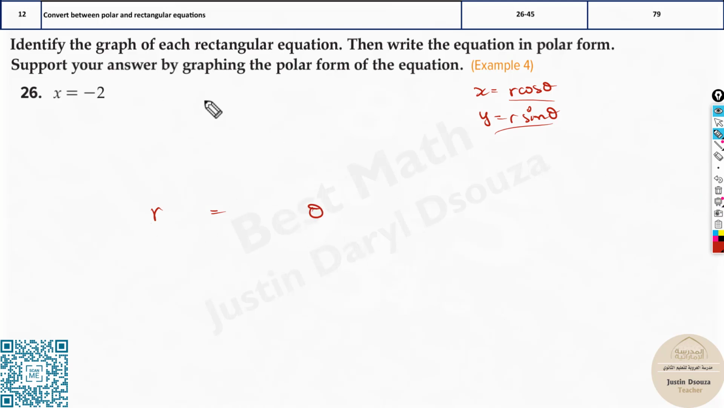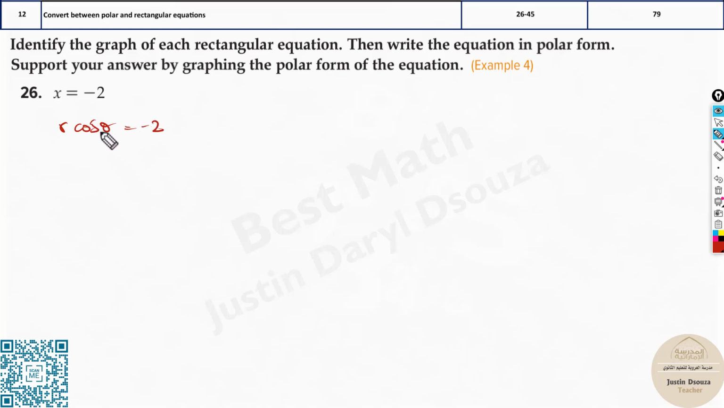As we have rectangular coordinates, it will be y is equal to x, generally. So the same way, now let's solve this. X is what? r cosine theta equals minus 2. Now here, r multiplied by cosine theta equals minus 2. Now this one here, it's cosine theta. Can we take it to the other side?